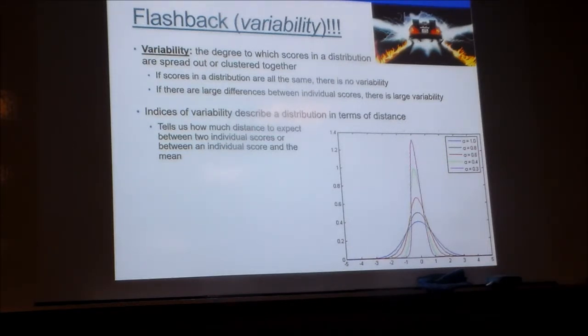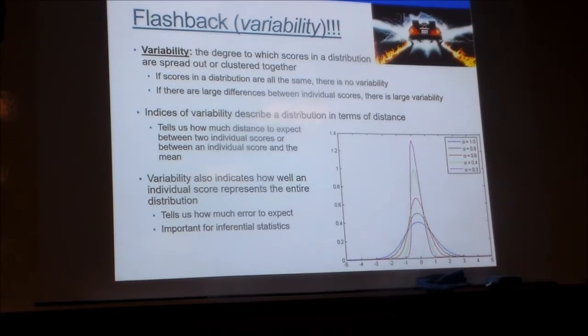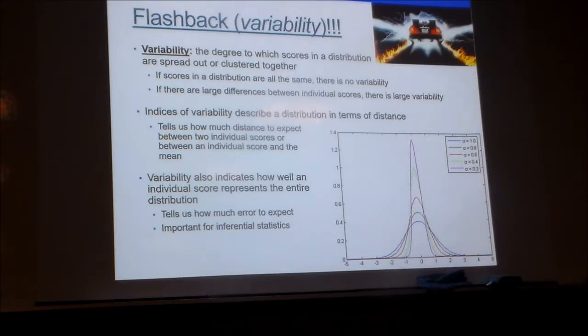Or I can think about how far... Think about standard deviation conceptually: it's, on average, how far any randomly selected score is going to be from the mean, right? If I just reach in the bucket and pull out a score, I'm expecting that on average this score will be about 5 units from my mean value, okay? Variability also tells us how much an individual, randomly selected score is going to be representative of the entire distribution, okay?